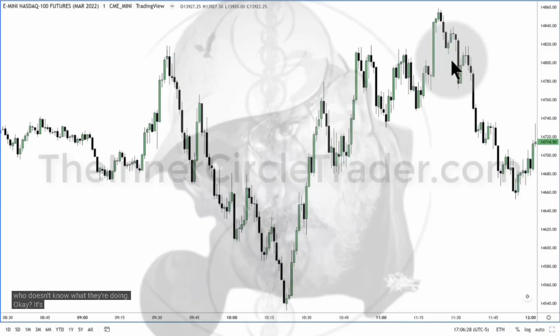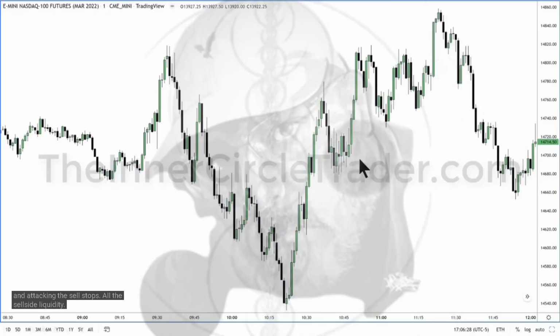Okay? It's blatantly obvious what it is, but okay. Same thing here. Buy side is being offered until that opening price is violated right there. Then the change of state of delivery occurs. Now the market's going to be doing what? Offering sell side liquidity. What's that mean? It's going to start going lower and attacking the sell stops.